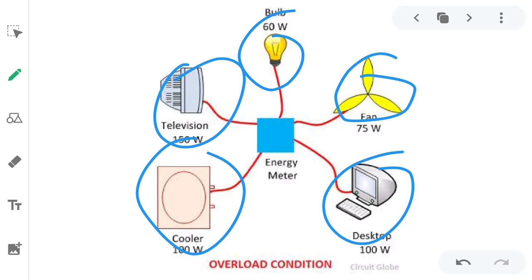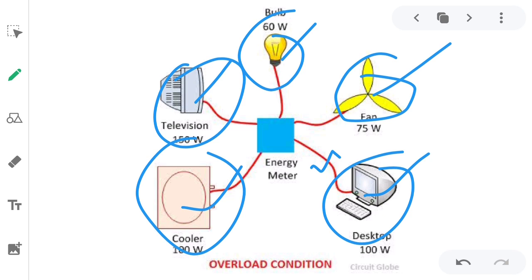In that case, what will happen? That wire will draw a huge amount of current, but that wire is not capable of carrying that current. In that case also the wire will get heated, because a huge amount of current will start flowing through the wire, and as it gets heated it may burn, and that can cause damage to all the electrical appliances. It can cause fire at home.